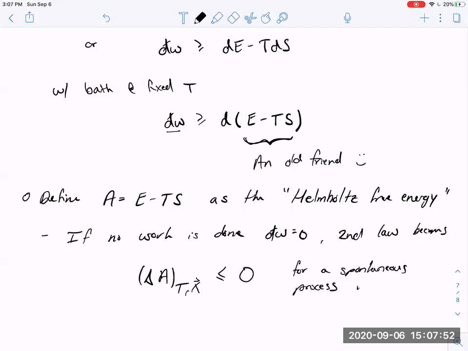Now at fixed T and X. So indeed, a natural quantity arises that tells us about the direction of spontaneous change in cases where a system is in contact with a bath at a fixed temperature. In such cases, the quantity, the Helmholtz free energy, is something that necessarily decreases in a spontaneous process.